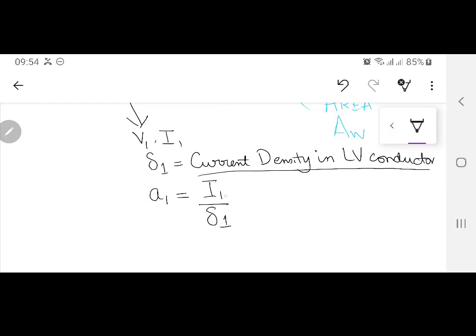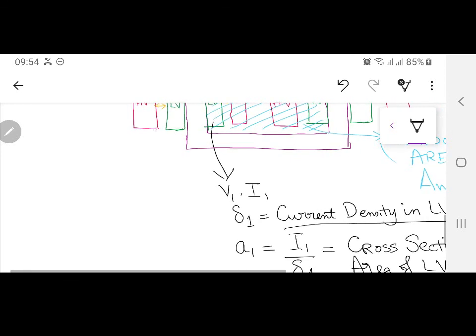So what is a1? A1 is the cross-sectional area of low voltage conductor. I will not be using the full form every time while writing. So LV means low voltage and COND means conductor. So have that habit. And similarly, just like we have done for the low voltage winding, for the high voltage winding I am going to use V2, I2, and there will be delta 2, that is actually the current density. Normally delta 1 and delta 2 are kept the same.